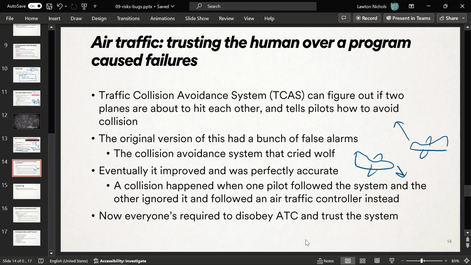So, any thoughts, comments about that? That's a weird one. We trust machines more now. We are required to trust a machine in certain situations.